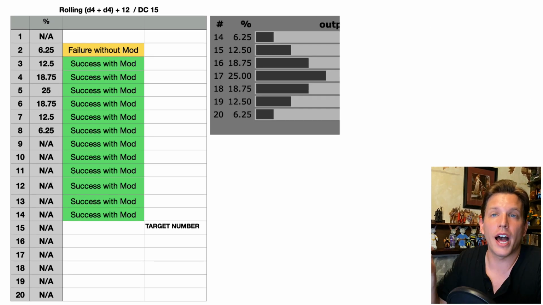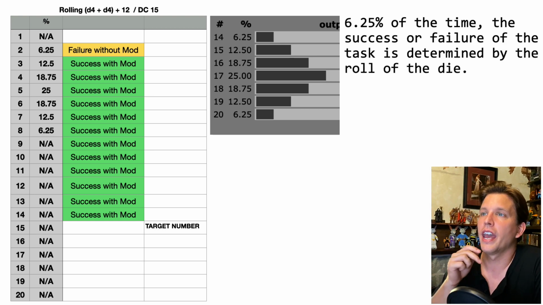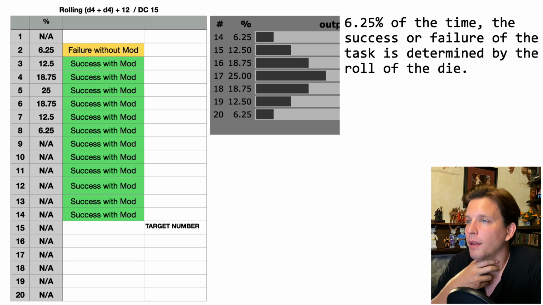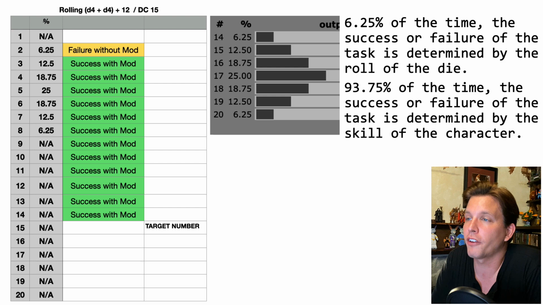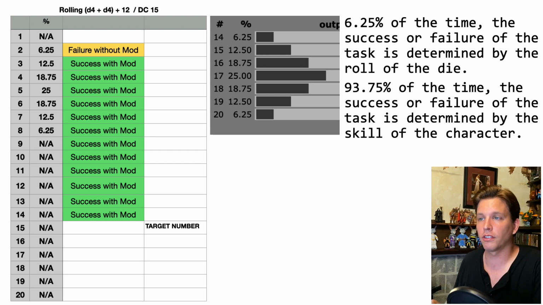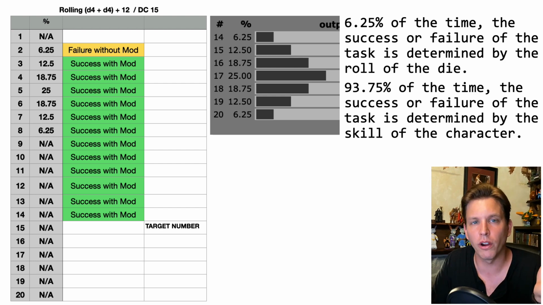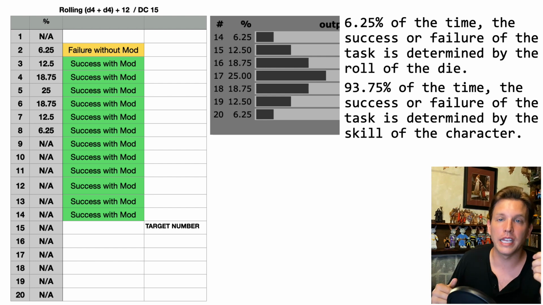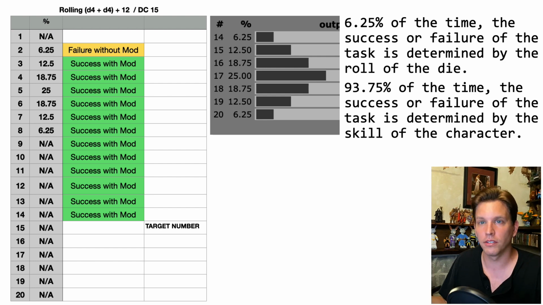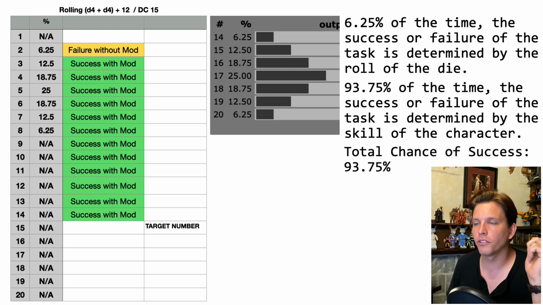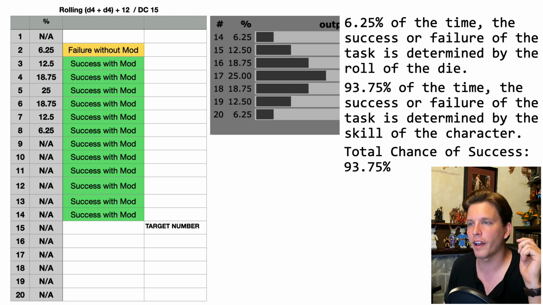And then we go up to our highest level of play, where we are rolling D4 plus D4 plus D12, and 6.25% of the time, success or failure is determined by the roll of the dice. 93.75% of the time, it is determined by the skill of the character, and that makes sense because at this point we would be at levels 17 to 20, so we would think that our skill is a highly determining factor in trying to complete a DC 15 medium task. Remember, all of this was against a medium level task, for a total chance of success of 93.75%.